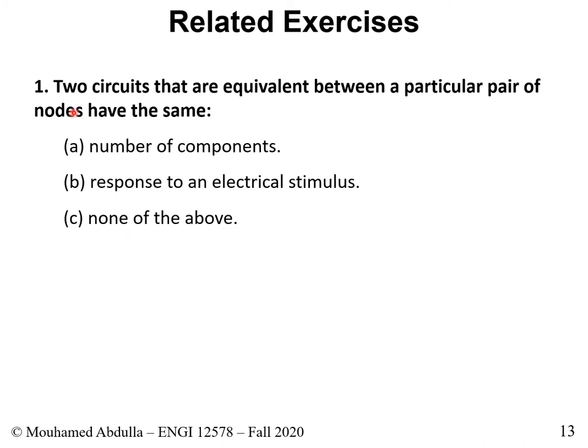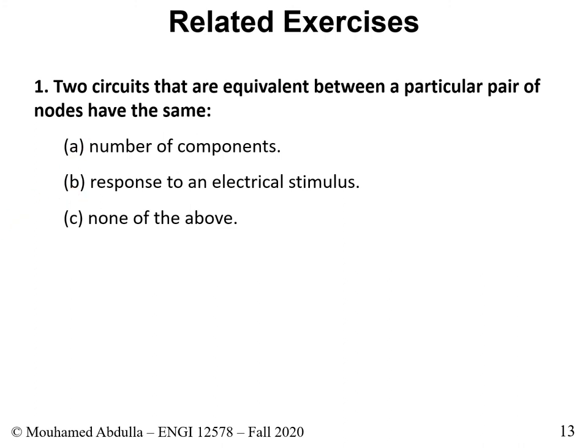So we're telling you, consider two circuits, and these two circuits are considered equivalent. They're considered equivalent, not everywhere, but with a particular pair of nodes. You cannot have two circuits that are equivalent across different parts of them. With a particular pair of nodes, they are equivalent. And then we ask you to choose this.